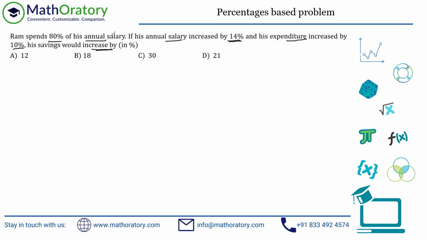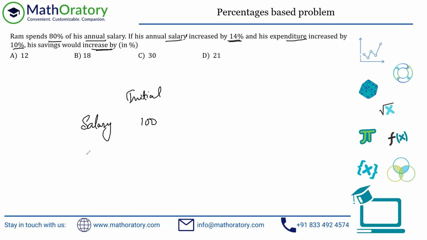So for example, in this case, I know that there are a couple of things that are being related. We are relating in the first statement the salary with the expenditure. Ram spends 80% of his annual salary. And later on, how much this initial annual salary has increased by, and how much the expenditure has increased by, that is what the question is talking about, right? So what I'm going to do is I'm just going to consider the initial salary of Ram as 100. So I'll start with this value.